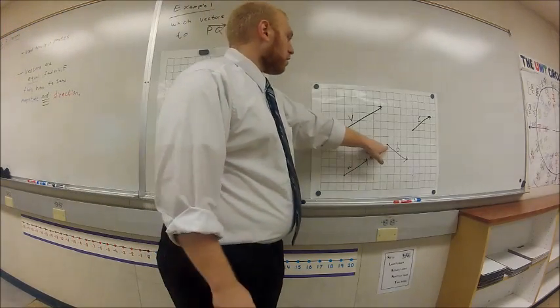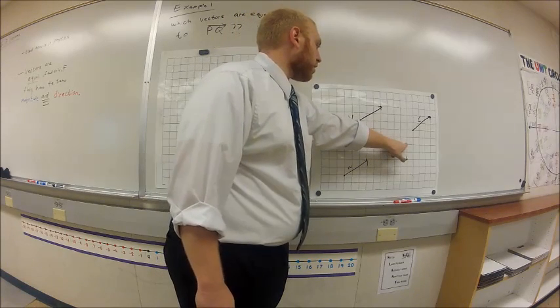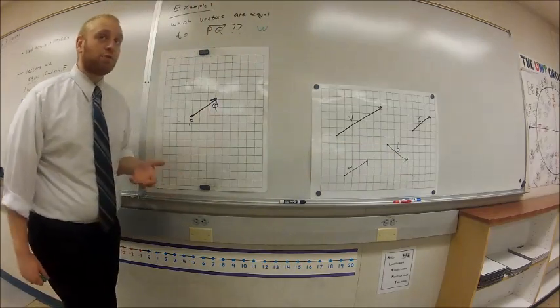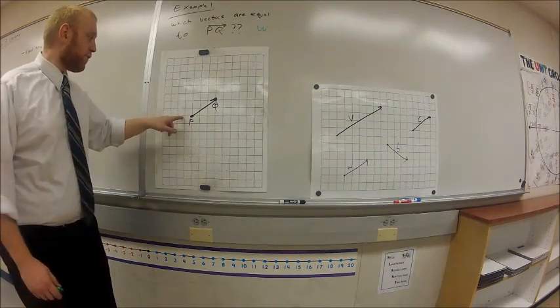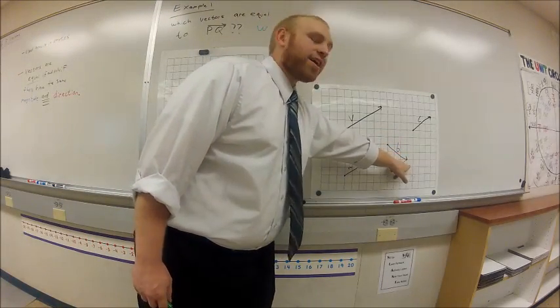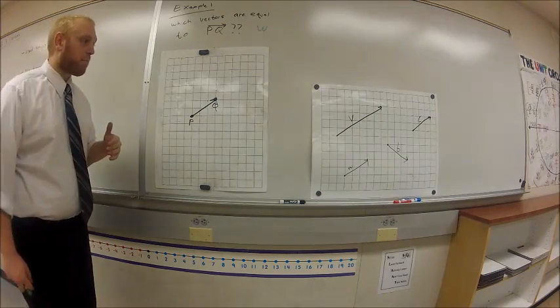Now let's look at B. For B, I'm noticing it went right 1, 2, 3, and down 1, 2. So I'm noticing that its magnitude is going to be the same, but this vector went right and then up. That one went right and then down. It has a different direction. So it is not equal.